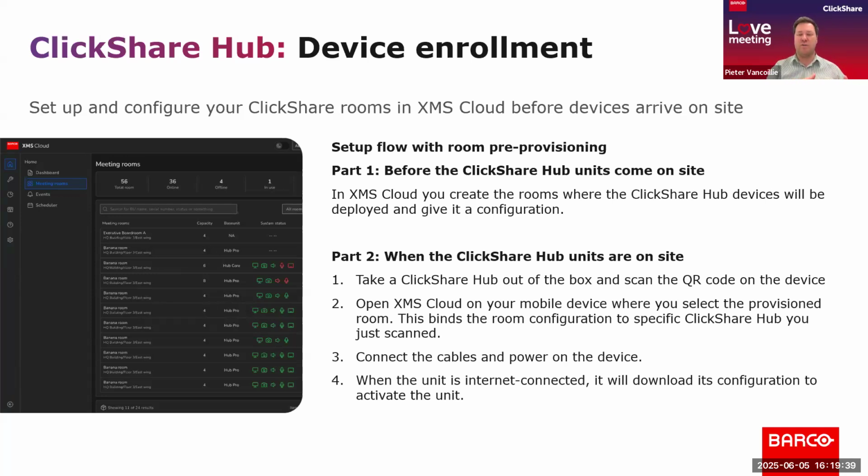And then when the day has come, when the units come on site, you only need to get the ClickShare Hub out of the box. There will be a QR code stickered on the base unit that you can scan with your mobile device. That will open up XMS on your mobile device, and then you simply need to select which room you have already prepared. Then it will be time to power on the unit and get it connected to the internet. Once it's connected to the internet, the unit will pull down its configuration so it can be activated and you can start using the device.